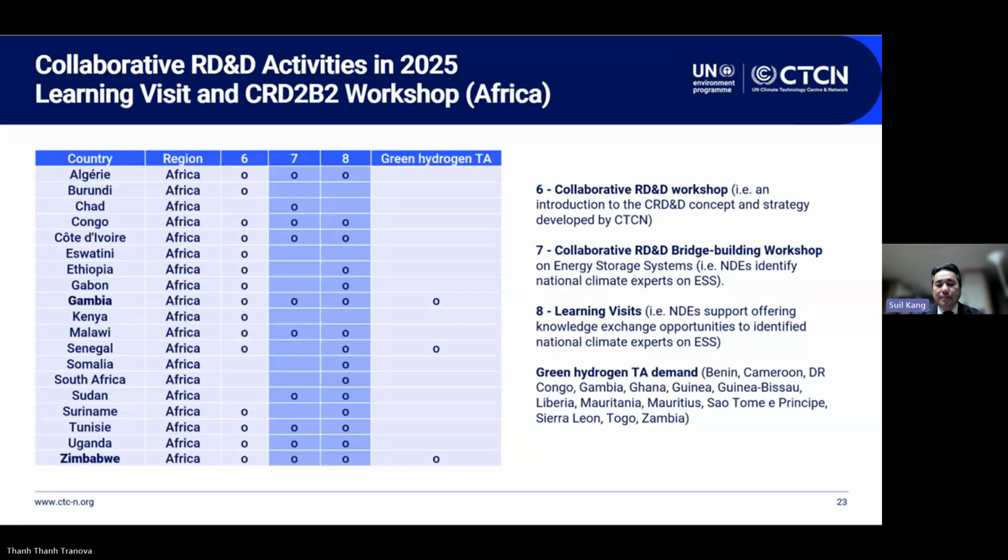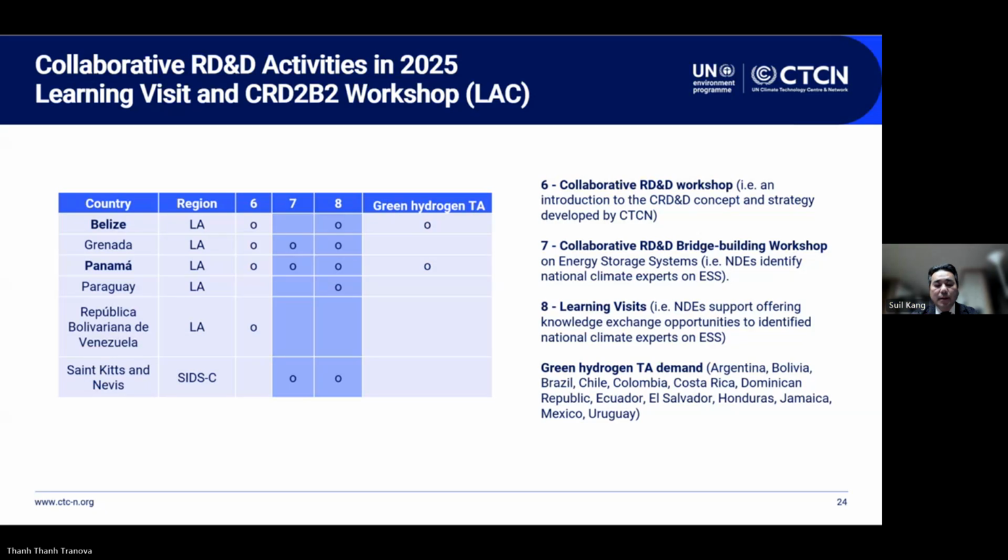Next one, please. Okay, this slide shows the survey result from Africa and NDEs. Also, we considered green hydrogen TA demand from those countries, and then we invited Gambia and Zimbabwe based on the result. Next one, please. In the Latin America region, we also got responses and considered the green hydrogen technical assistance demand. And finally, we invited Belize and Panama from the region. Next one, please.